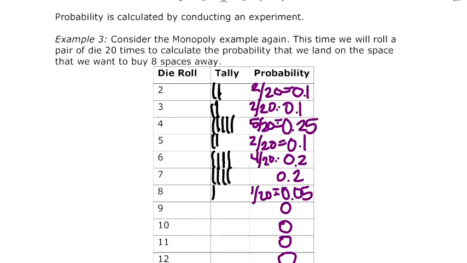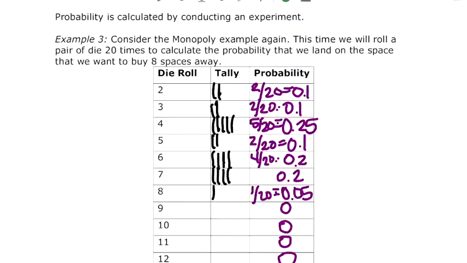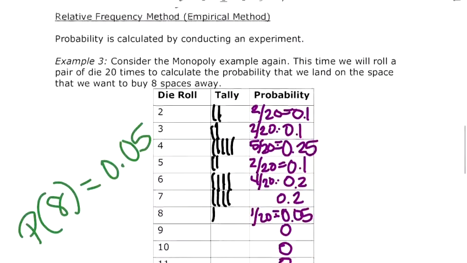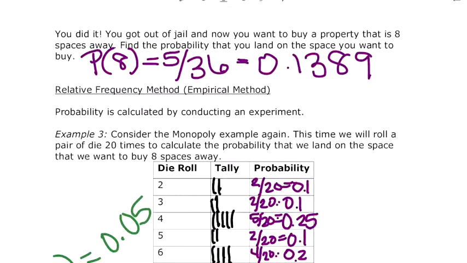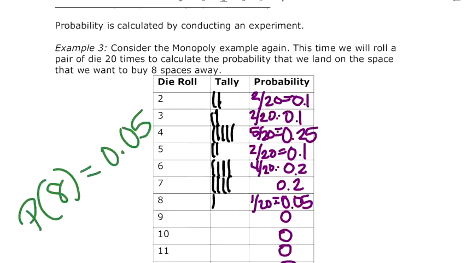So now I'm trying to answer the question, what is the probability that we land on the space that is 8 spaces away? The probability that I landed on an 8 based on my experiment was equal to 0.05, which is pretty different from what we found right up here with the classical method. The classical method said I had the probability of landing on 8 equal to 0.1389. From my experiment, I found that it was much smaller. Now I'll be honest, I felt like I got really weird numbers when I was doing this, but I was rolling the die. There wasn't anything I could do to change it.